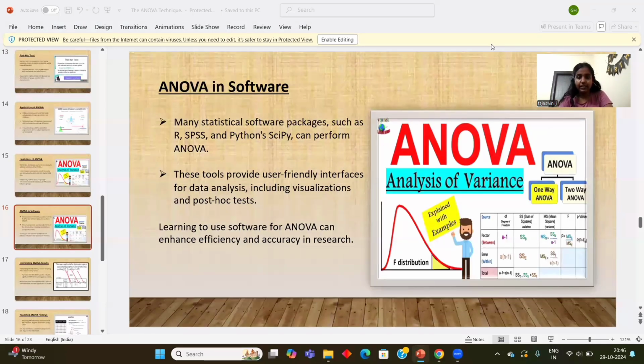ANOVA in software. Many statistical software packages such as R, SPSS, and Python SciPy can perform ANOVA. These tools provide user-friendly interfaces for data analysis, including visualization and post hoc testing. Learning to use software for ANOVA can enhance efficiency and accuracy in research.